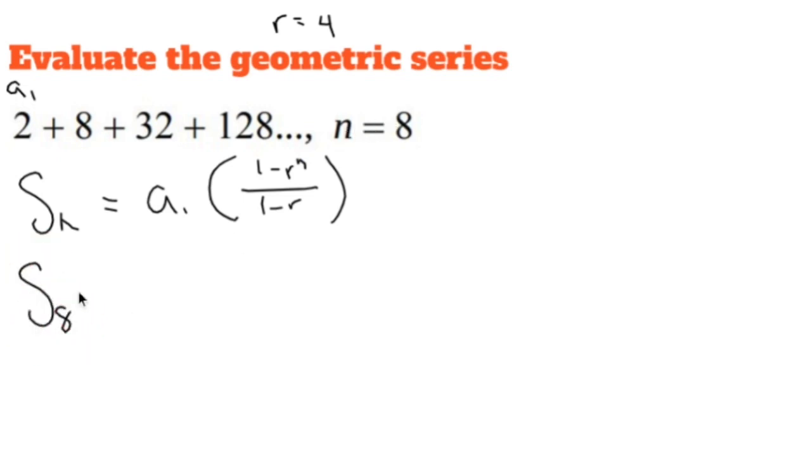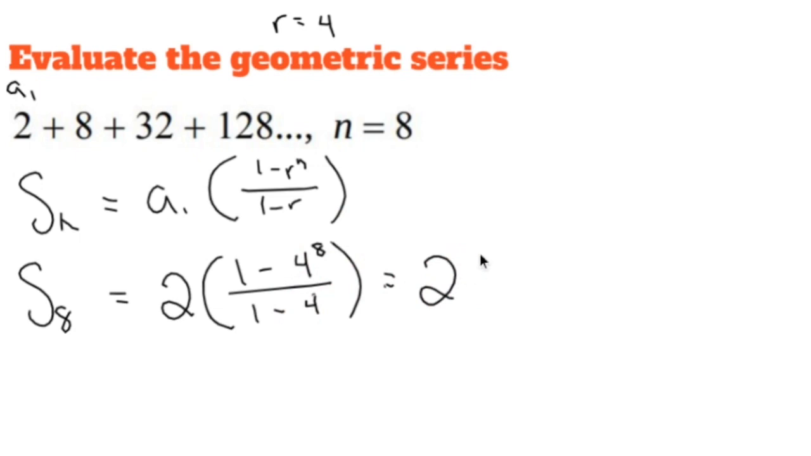So the sum of the first 8 terms in this geometric sequence or series is going to be the first term, which was 2, times 1 minus r, which is 4, to the 8th power over 1 minus 4. Just showing a little bit of work. That ended up being 1 minus 4 to the 8th is negative 65,535 over negative 3.